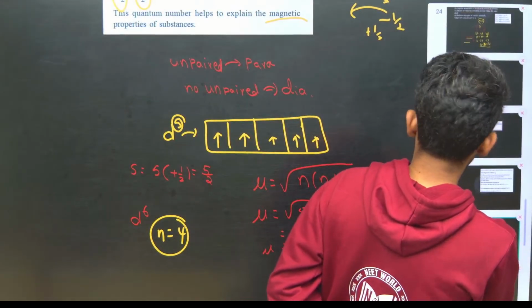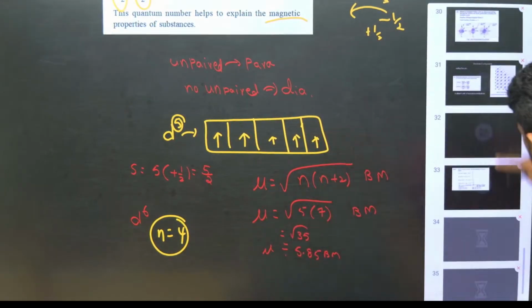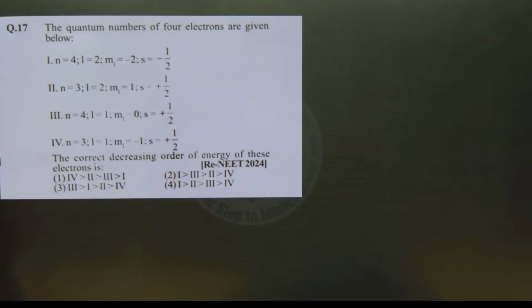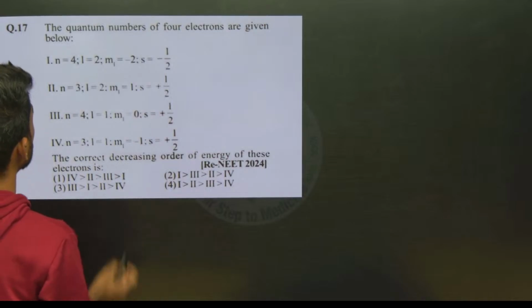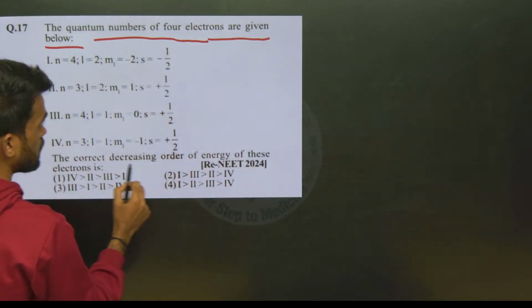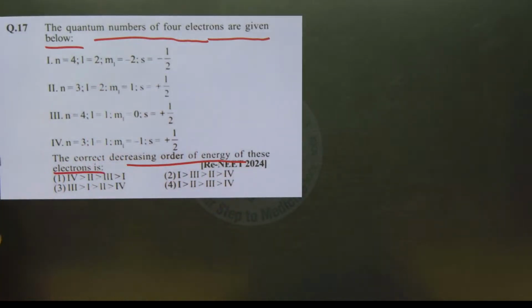Next, I will show you one or two questions at the end. So tell me, what is the energy of these orbitals? Whatever answers you have, you can give. The quantum numbers for 4 electrons are given below. Arrange them in decreasing order of energies. Which one has the higher energy? Tell me first.